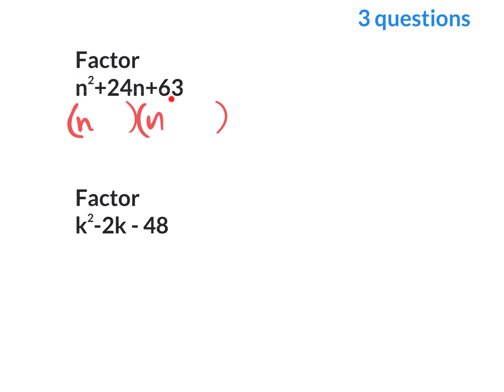And once you set up this factored form format, all you got to do is think of what times what is the c value, 63, that if you combine together is the b value, 24. And I always recommend making a list. So let's make a list of the multiples of 63.